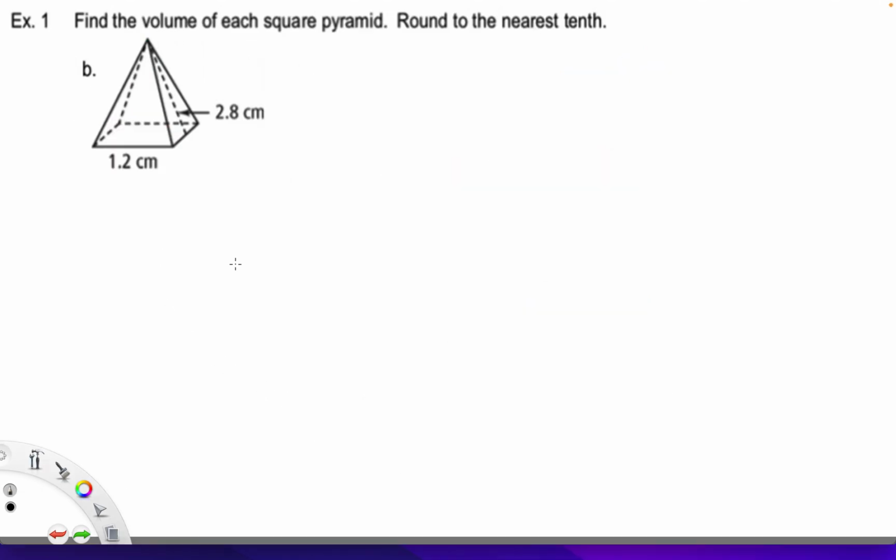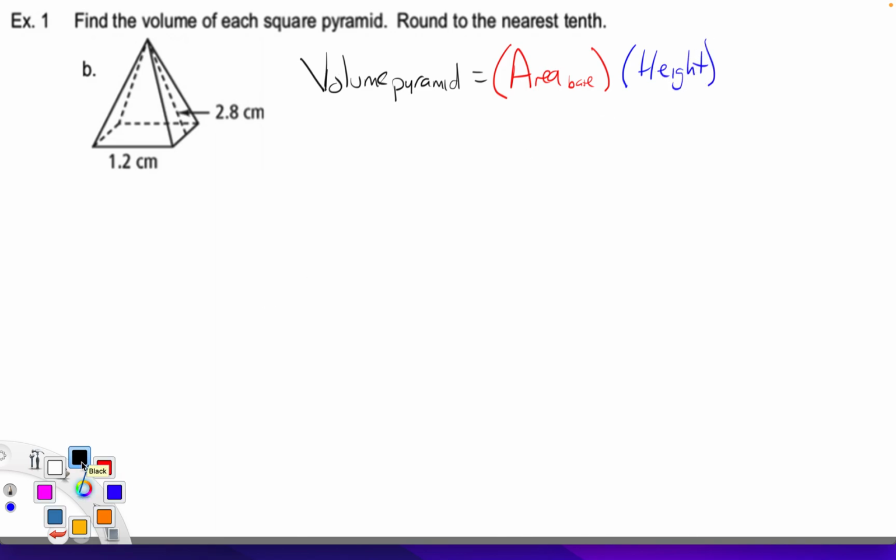This problem, 1B, is asking us to find the volume of this square pyramid. So the volume of a pyramid is equal to the area of the base times the height, and then that whole thing, because this is a pointy shape, it comes to this vertex right here. Take that whole thing and divide by 3.